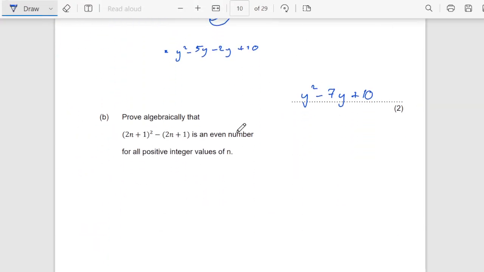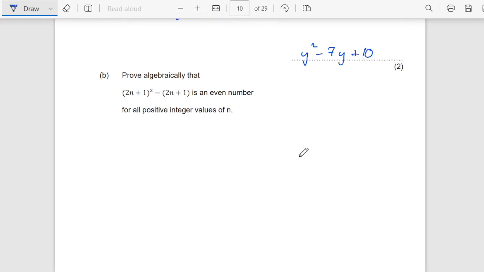Right, part B, prove algebraically that (2n plus 1) squared minus (2n plus 1) is an even number. Okay, so if I start by squaring that, I would get 4n squared, twice the product, so plus 4n plus 1. And from that, I want to subtract 2n, and I'm going to minus 1 there. So they will cancel. So I'm going to end up with 4n squared plus 2n, which is going to be 2 lots of 2n squared plus n.